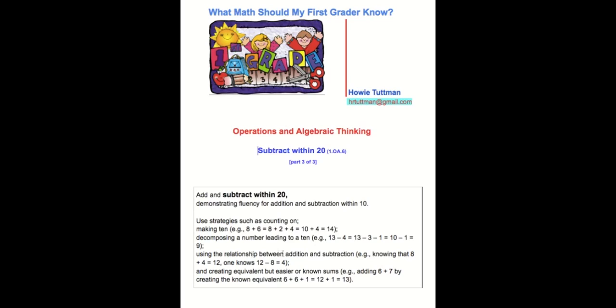Using the relationship between addition and subtraction, for example, knowing that 8 plus 4 is equal to 12, one knows 12 minus 8 is equal to 4. And creating equivalent but easier or known sums. For example, adding 6 plus 7 by creating the known equivalent 6 plus 6 plus 1 is equal to 12 plus 1 is equal to 13.